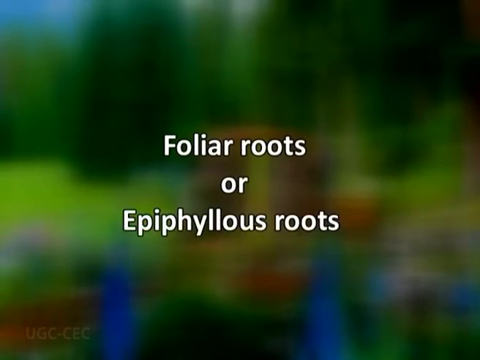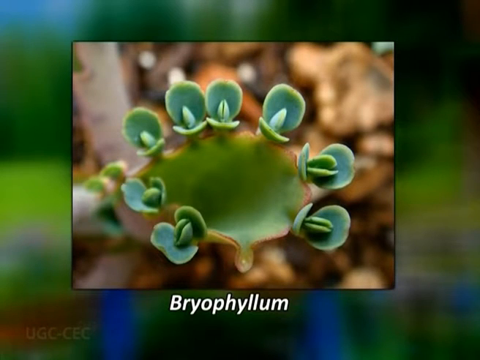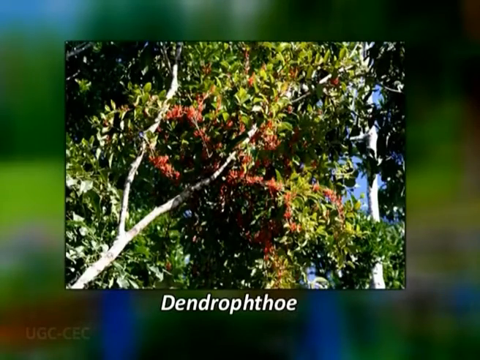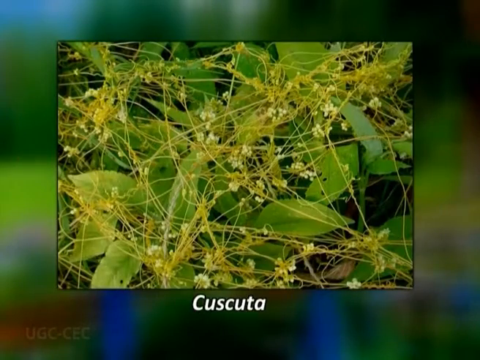Foliar roots are epiphyllous roots. When roots arise from a leaf, they are called foliar roots. For example, Bryophyllum. Sucking roots are haustorial roots or parasitic roots. In parasitic plants, roots enter into the stem of the host plant to absorb nutrition from the host. For example, Cuscuta, Dendrophthoe, Viscum.